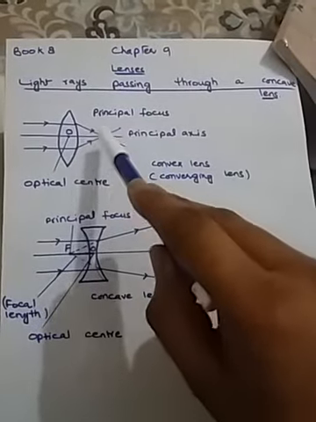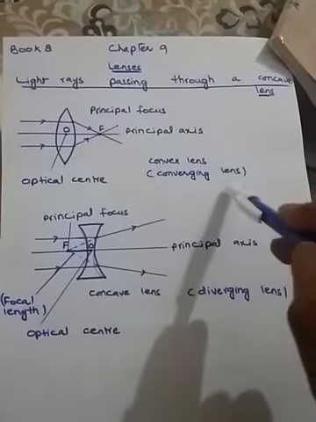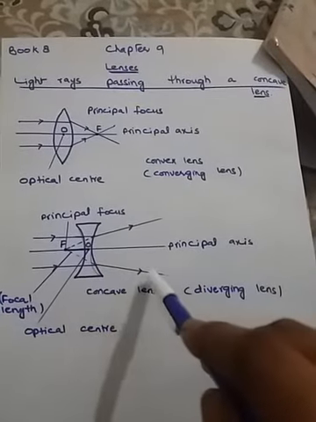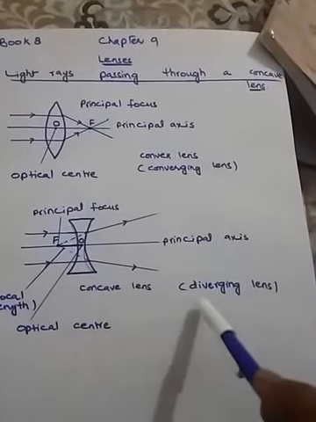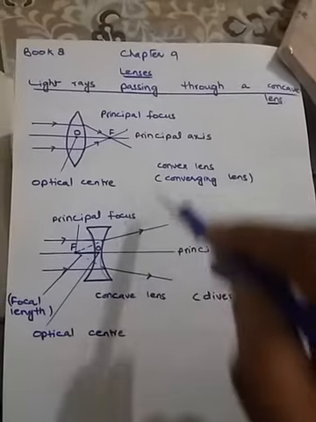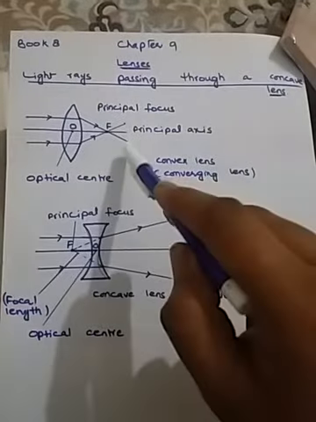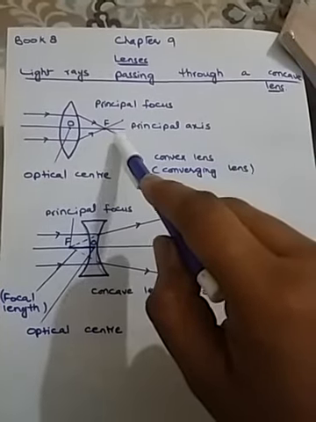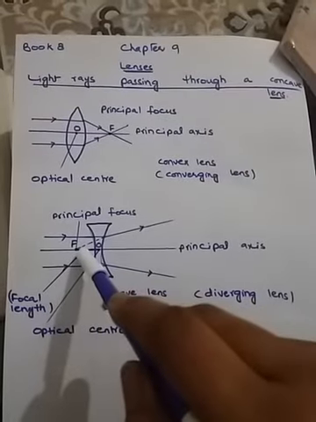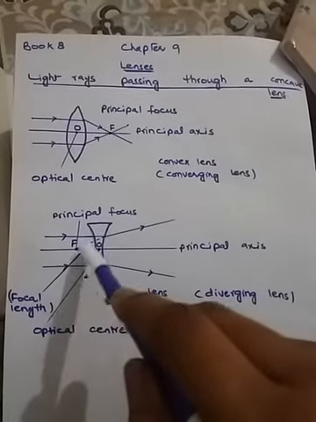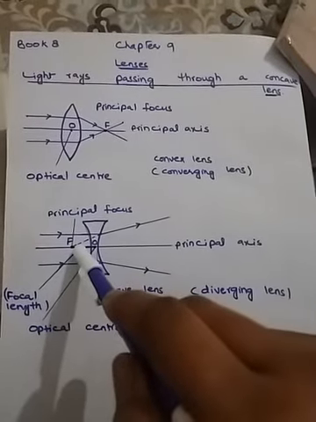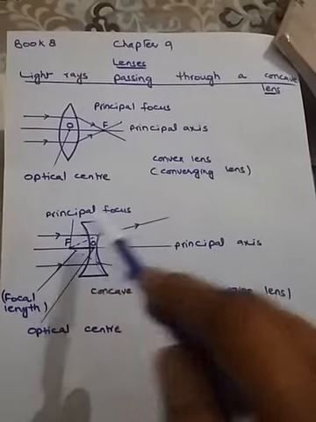Here the light rays are meeting at a point, that's why it is called converging lens. Here the light rays are spreading in different directions, that is why it is called diverging lens. I hope you are clear with the difference. Now in this case, the focus point is in front of the lens and here it is at the back, because it seems like the light rays are coming from this point. I hope you are clear.